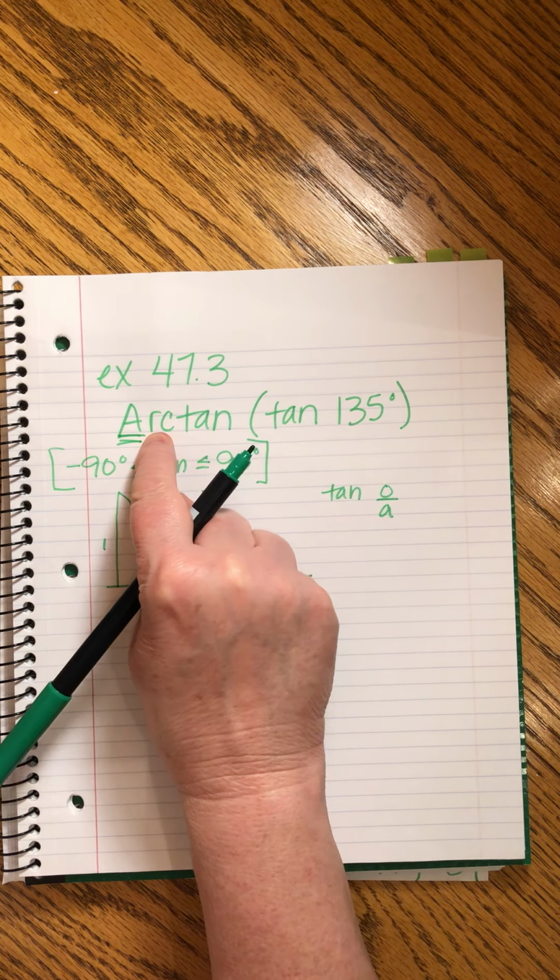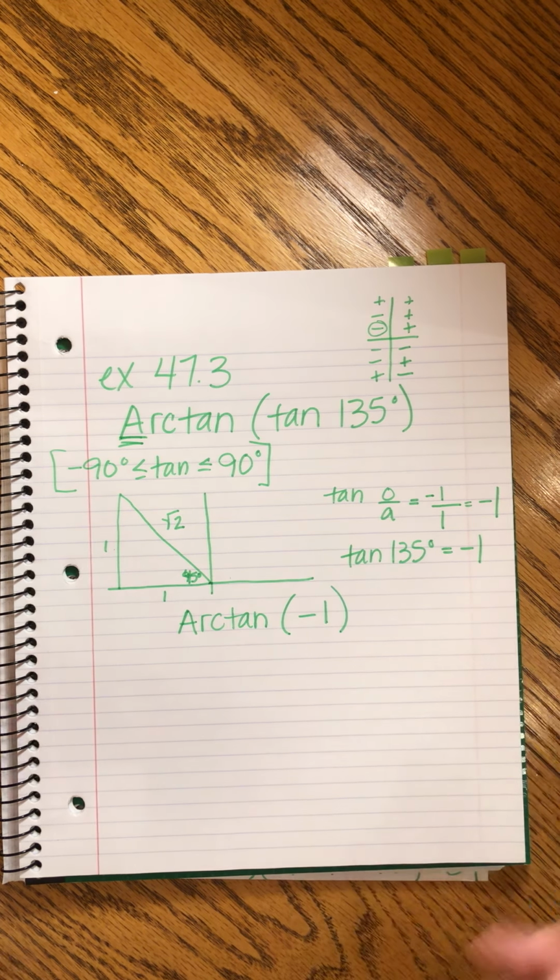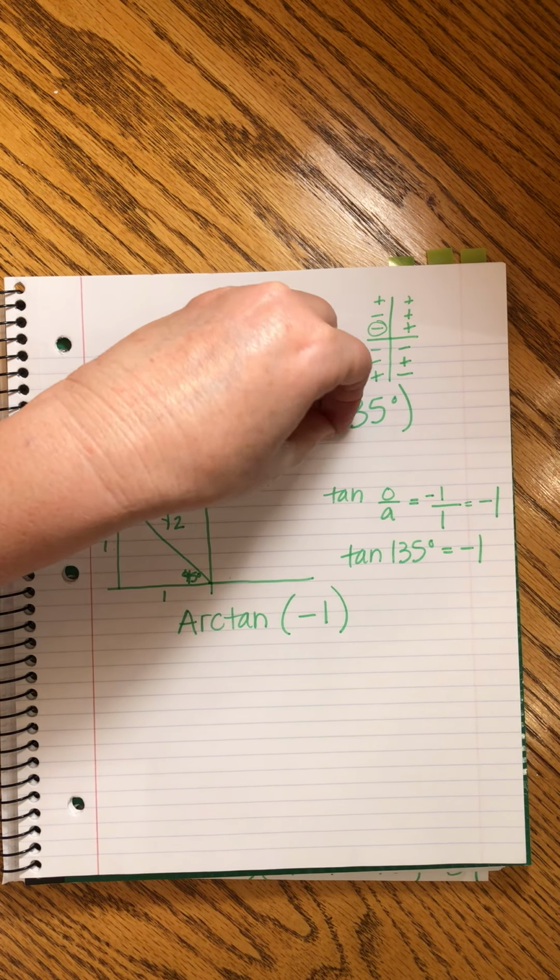Tangent in the second quarter is negative. So this is negative 1. We can simplify this to negative 1 like that, right? So that means the tangent of 135 degrees equals negative 1. We're going to put that in like so. So just like any other kind of problem, we work within the parentheses, right? We do the work in the parentheses first.